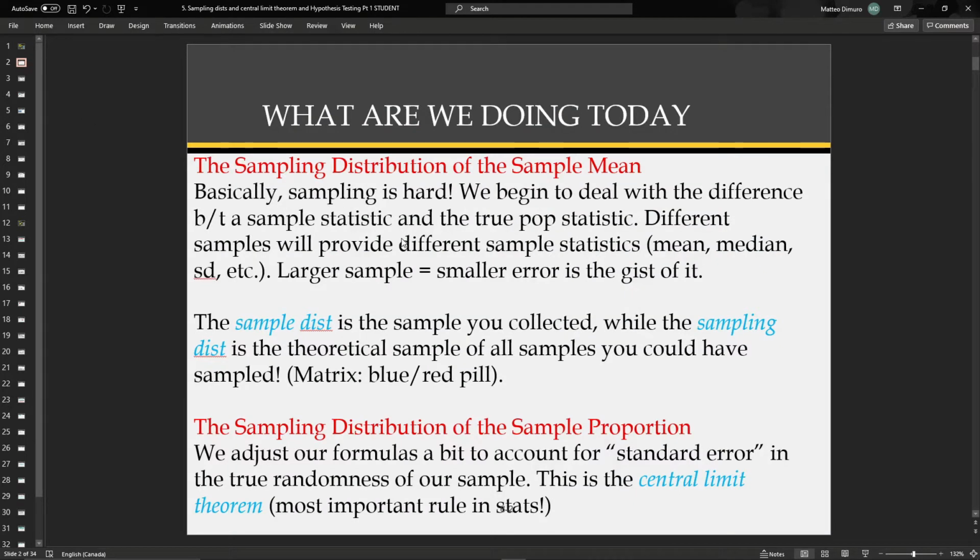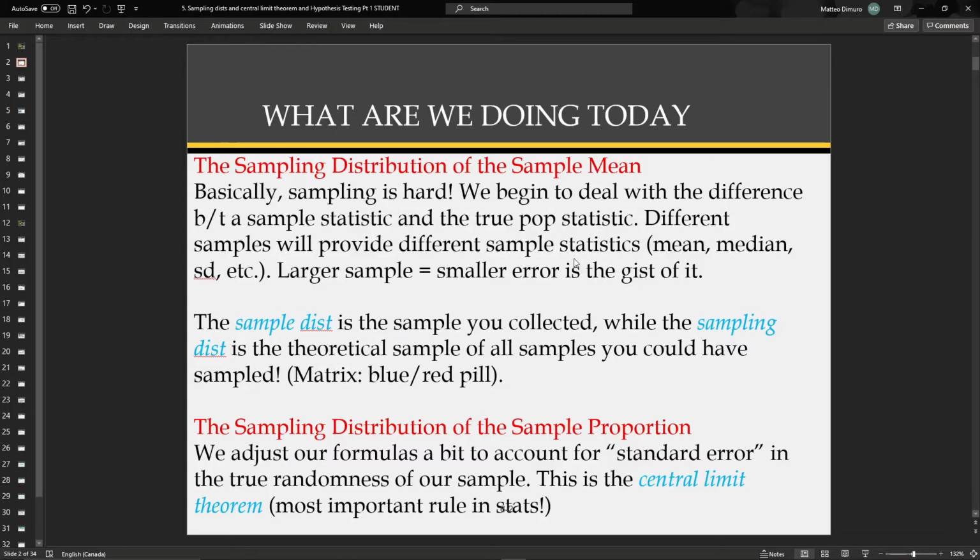What are we doing today? Like I said, we're going to be looking at the central limit theorem. So we start with talking about the sampling distribution of the sample mean. Now stick with me because this is pretty tricky and you may want to actually replay this a couple times. So the idea is that sampling is hard. We begin to deal with the difference between a sample statistic and the true population statistic. If you think about it, different samples are going to provide you with different sample statistics.